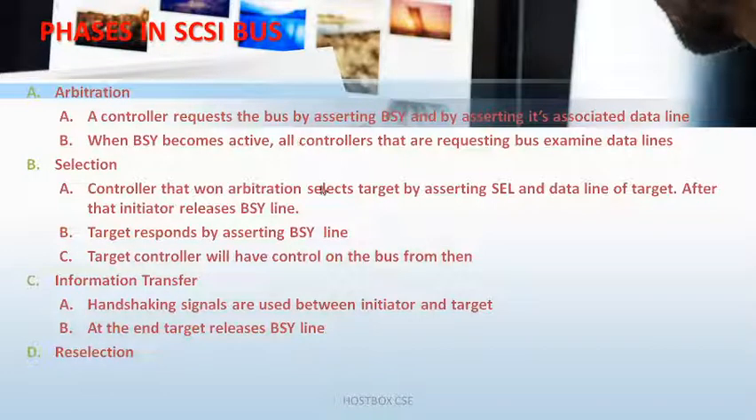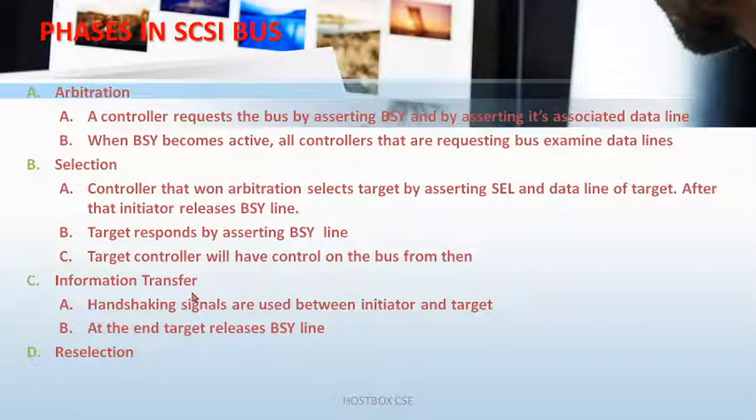Let's check the diagram again; you will get clarity. Then selection: the controller that has won arbitration selects the target by asserting SEL and the data line of the target. After that, the initiator releases the BSY line. The target responds by asserting the BSY line, and the target controller then has control of the bus. Just remember this as the operation of reading data from the CD drive.